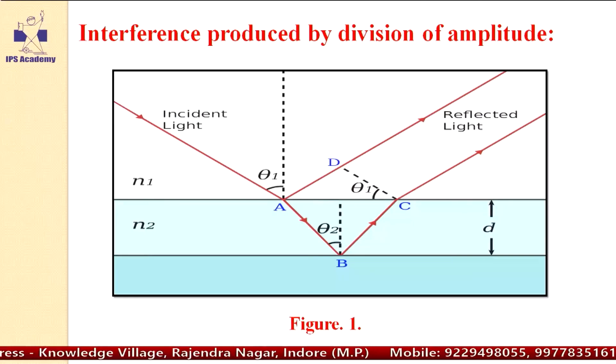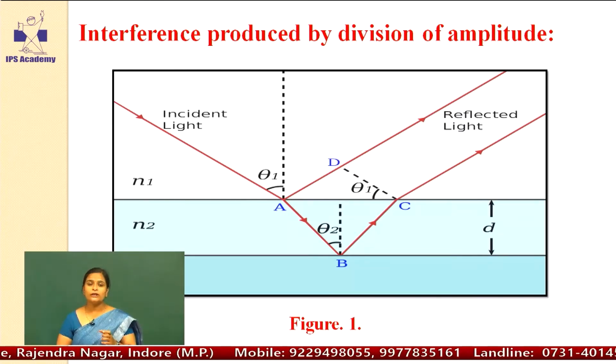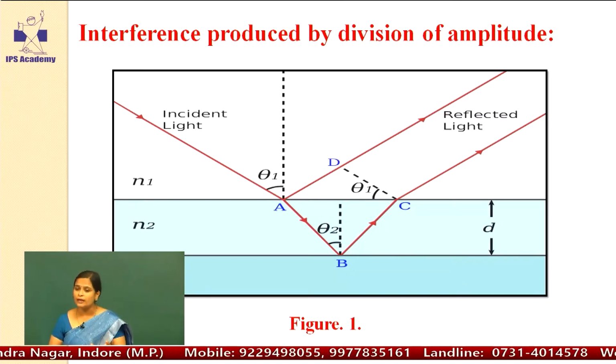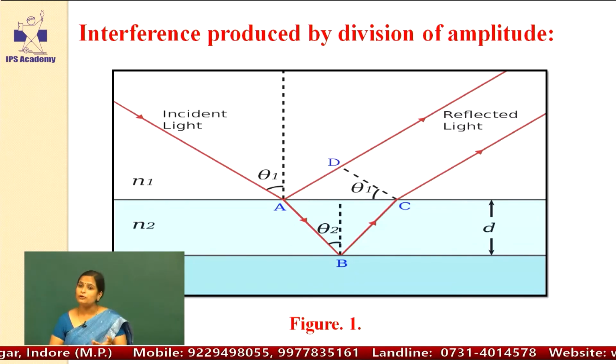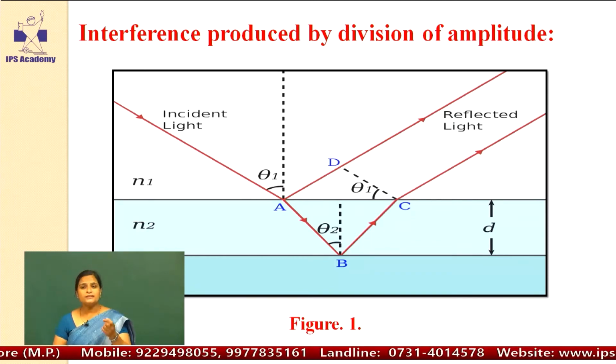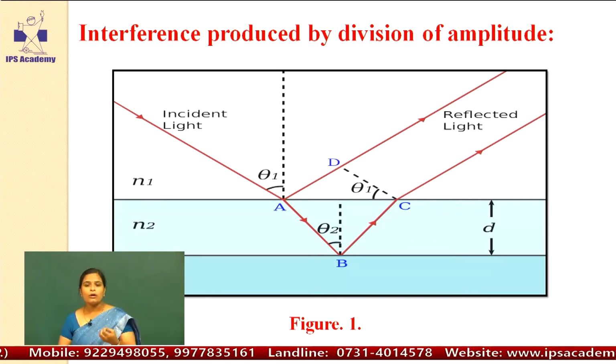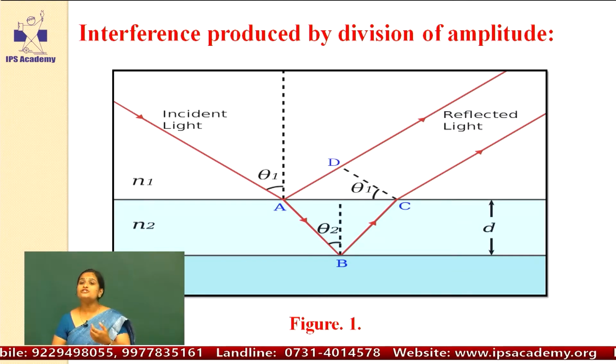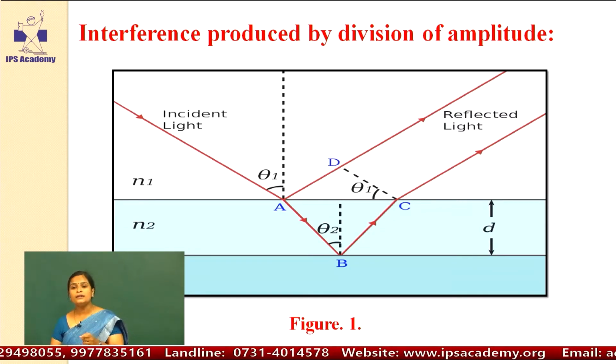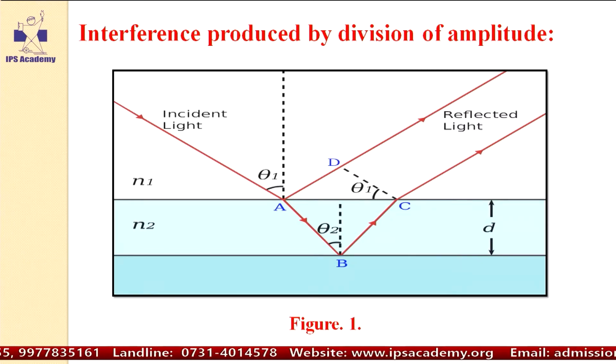This type of interference occurs when there is a thin film between any two surfaces, remember this point. The thin film may be of air, glass, water, oil, etc. When such a film is present, there is a division of amplitude. In this figure you can clearly see there is a thin film having thickness d, or we can denote it by t also. The refractive index of the medium is n1 and the refractive index of the film medium is n2.